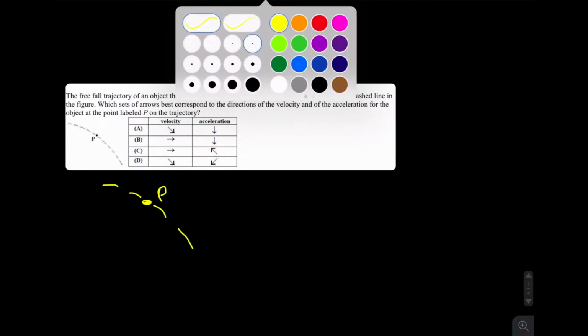Basically, in this case, we see that this object is falling down. It's just going to fall down. And we know that acceleration in projectile motion is gravity. Gravity is our acceleration, and gravity is always pointing downwards. So that just means that acceleration is downwards here. So that gave us the first option.